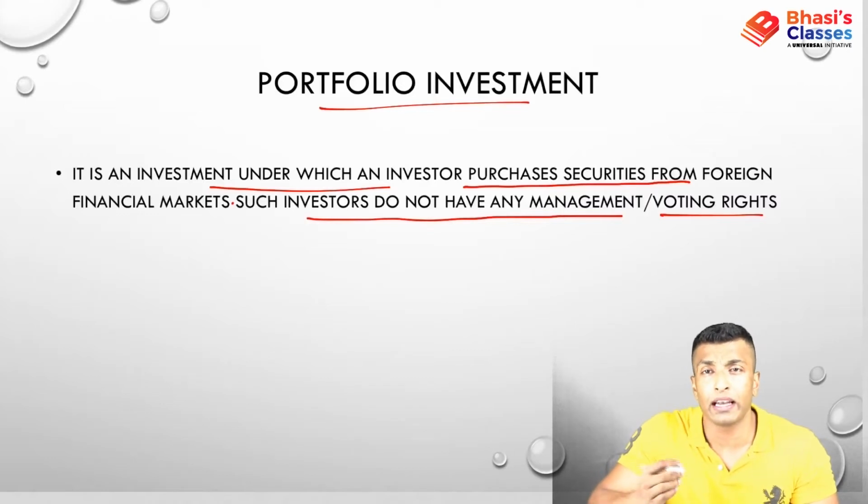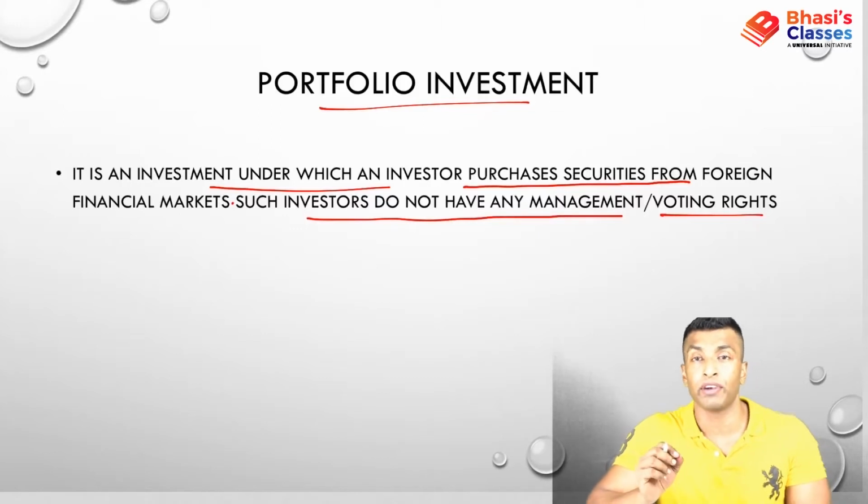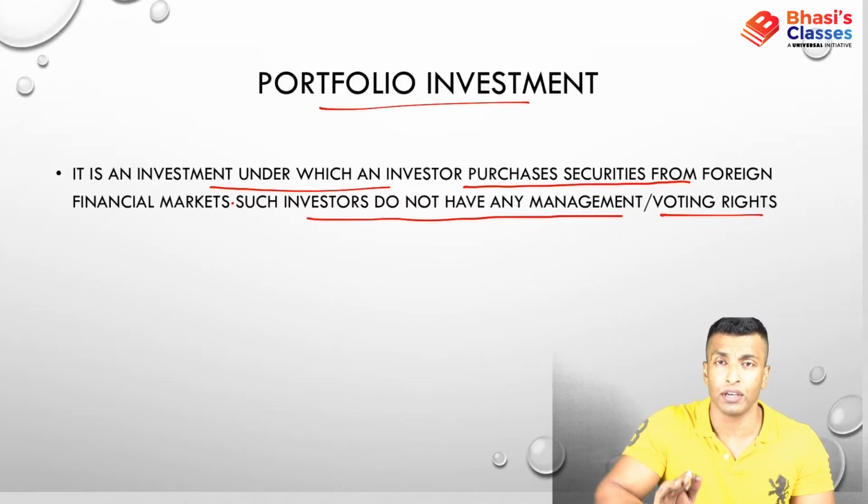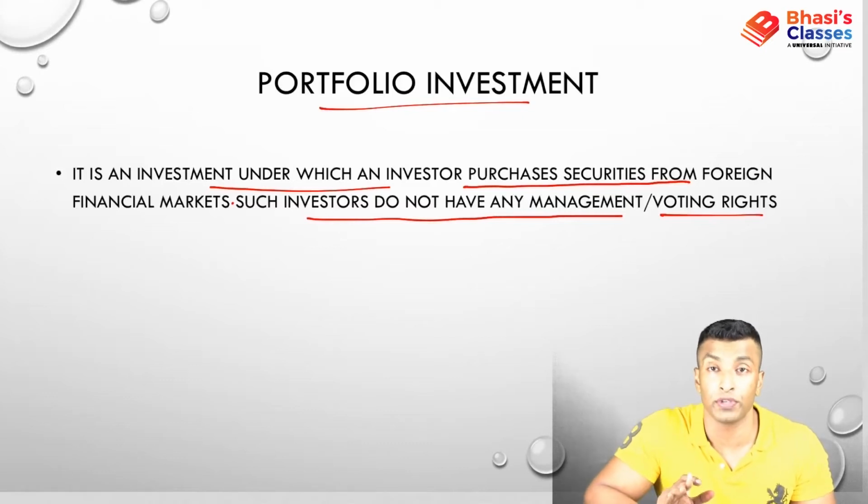If foreigners are purchasing, they don't have voting rights, they don't have management rights. So they basically maintain a secret or anonymous relation with the company. They don't have a direct relation with the company. We'll discuss this in detail in the next session. Let's move on to FDI. That is our topic of discussion today.